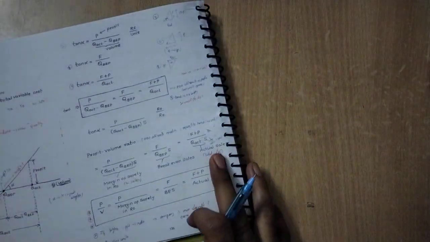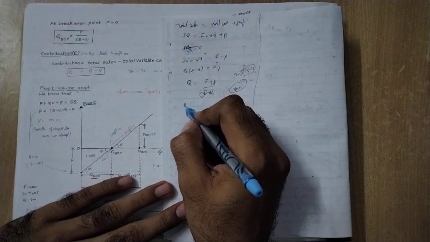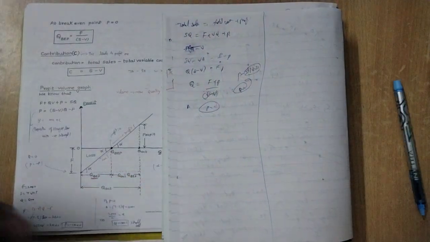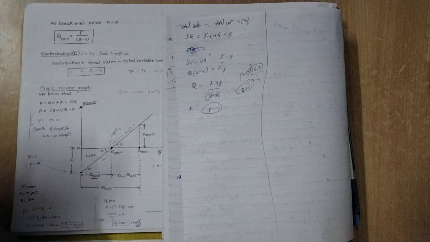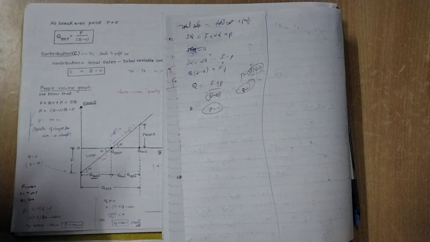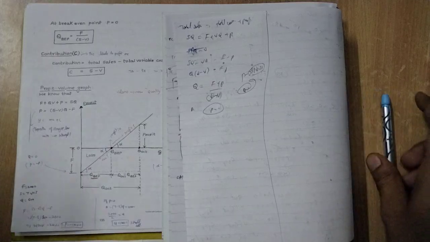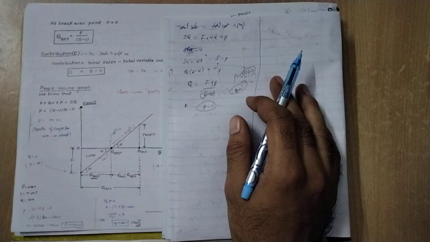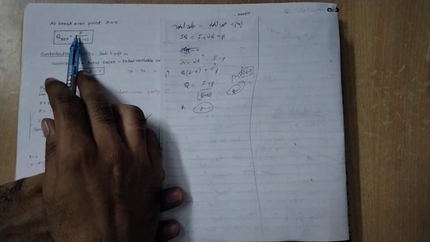I think so I got the point. So at the break even point, the profit will be 0. Break even point equal to F divided by (S minus V).